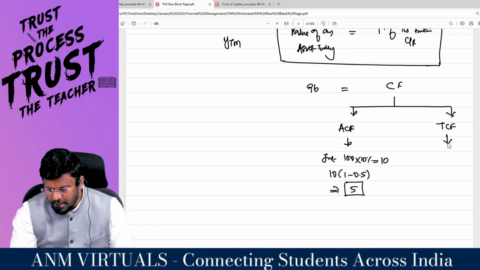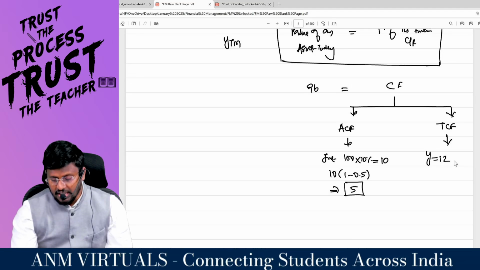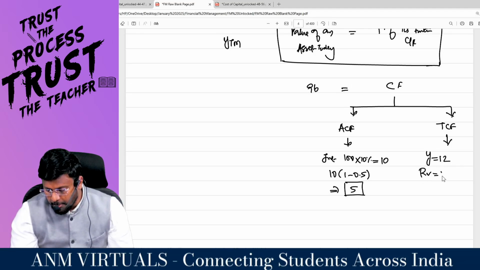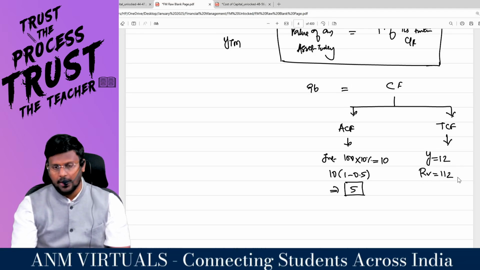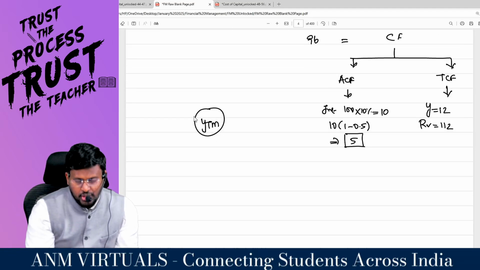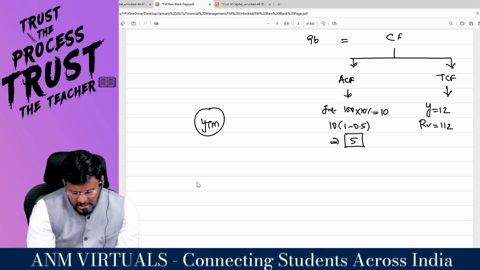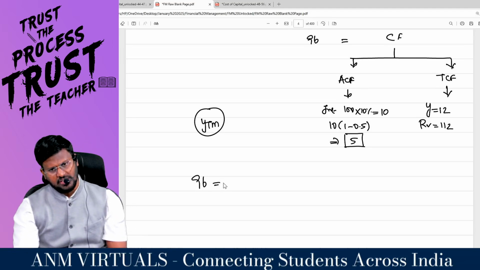And terminal cash flow at the end of the 12th year, sir, the company will pay a redemption value of 112 rupees. Are you comfortable? So as per YTM approach, yield to maturity, value of an asset today, today's value of the debenture is 96 rupees.